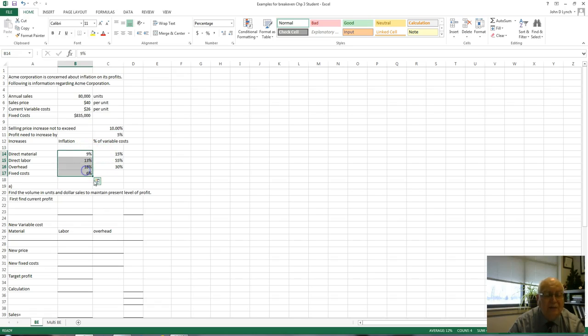Here's our expected inflation over the next few years, and this one is the percentage that each of these materials make up of variable costs. For instance, direct material is 15% of the $26, direct labor is 55%, and so on.